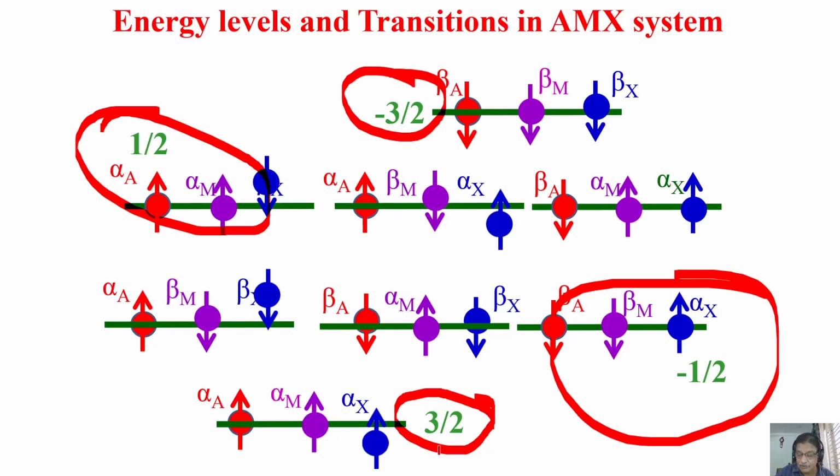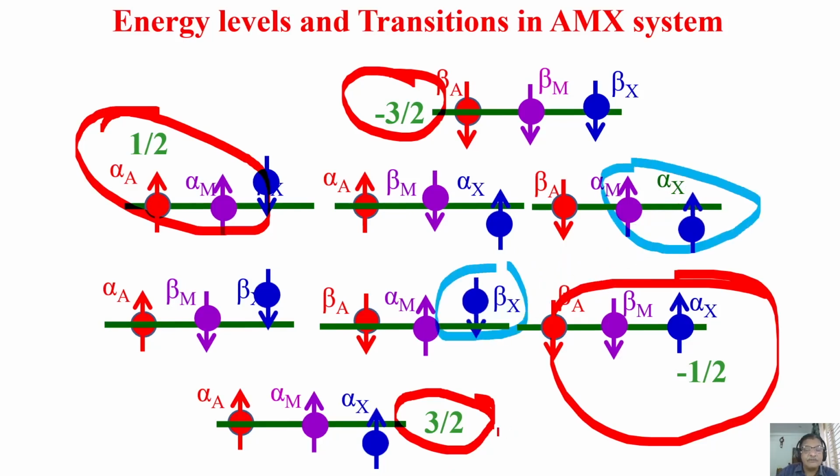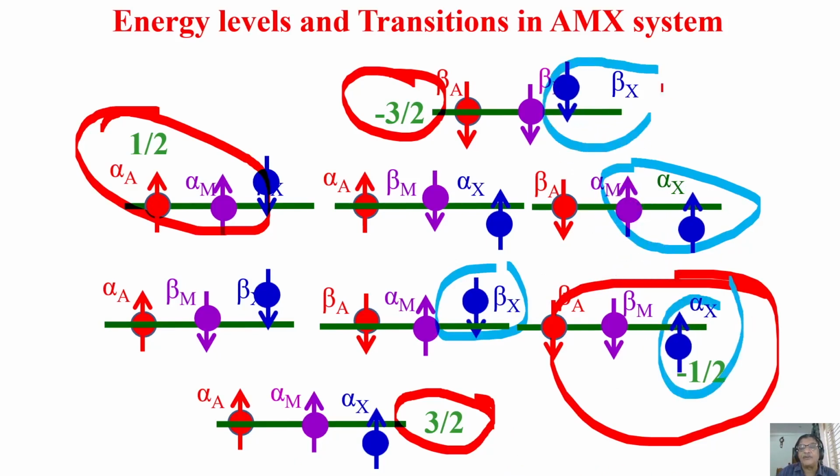Okay. Now go to the next one. This one, alpha of X coming to beta of X, that's allowed. Go to the next one. So alpha of X again is going to beta of X. And you find there are no other transitions corresponding to X possible here. All are M and A, and the X transitions are only these 4. No other transition is allowed. That means you got 4 transitions for X.